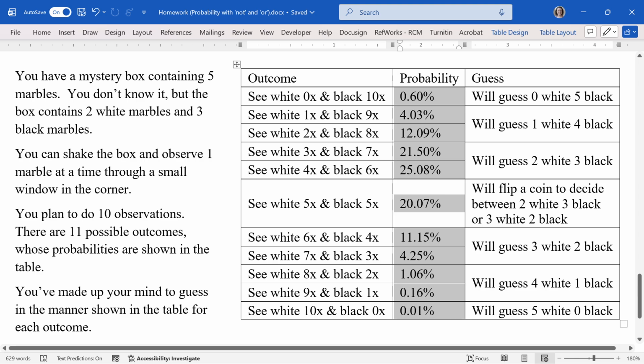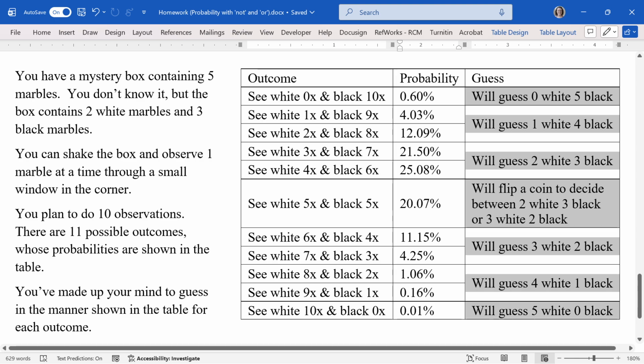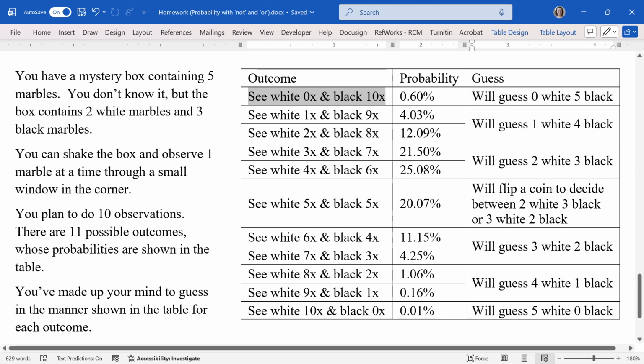And then let's say that you've already made up your mind what outcome would make you guess what proportion of black and white marbles. So basically, you've already decided, okay, if I see black 10 times in that little window, then I'm just going to guess that there are all black marbles in there. That's a pretty good guess, right? That makes sense. You didn't see any white ones, so there must not be any white ones. And if you see white 1 time, well, you know there's at least 1 white one in there, but there's not very many white ones because you only saw it 1 time out of 10. So then you would guess 1 white and 4 blacks. And if it's 2 and 8, that's the same proportions as 1 white and 4 black. So that guess should make sense, hopefully.